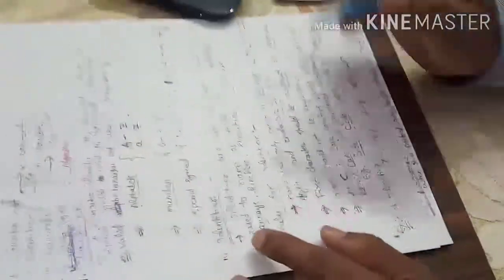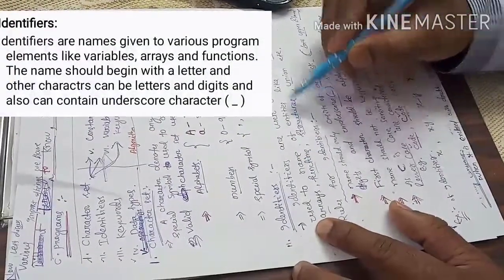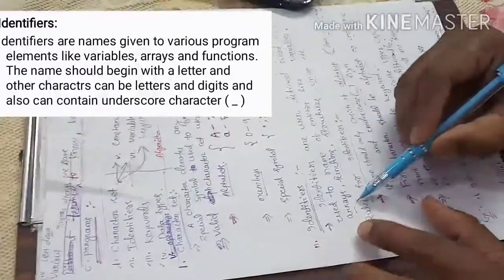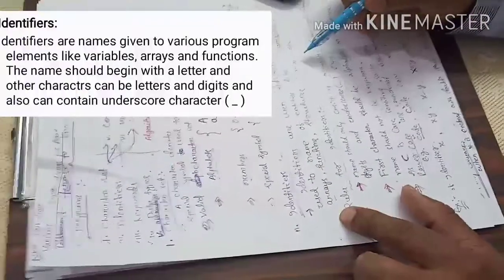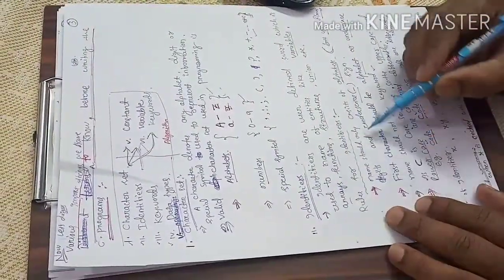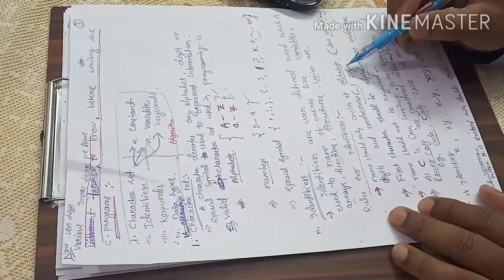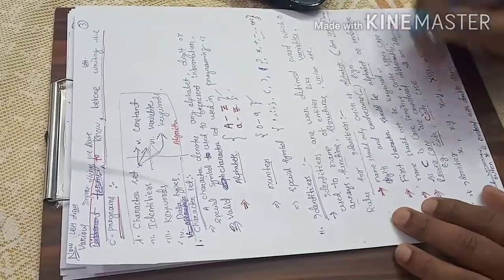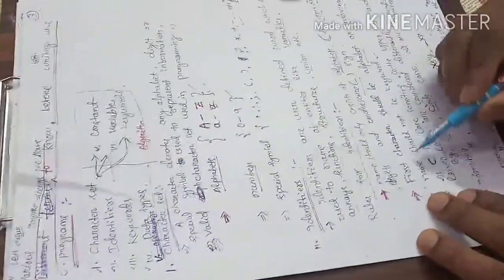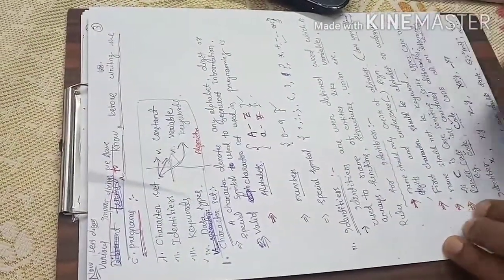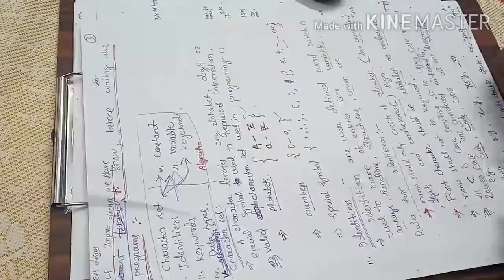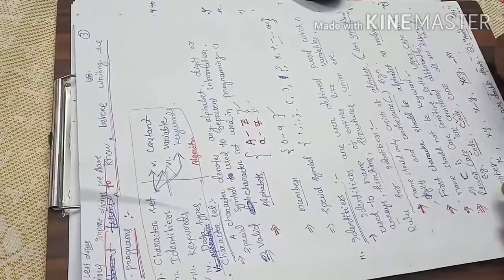What is identifier? Identifiers are used to name entities like variables, arrays, functions, structures, union, etc. So rules to write identifiers. Number 1, names should only consist of alphabets, both uppercase and lowercase, then digits and underscore sign. Second one, first character should be alphabet or underscore. Number 3, name should not be keyword. What is keyword? I will tell you later.